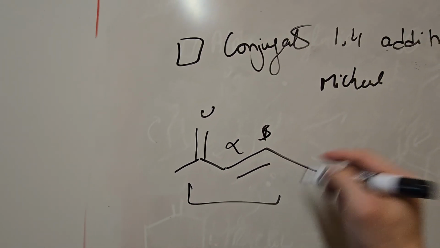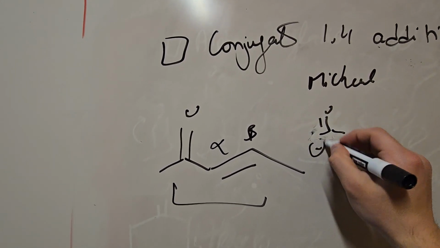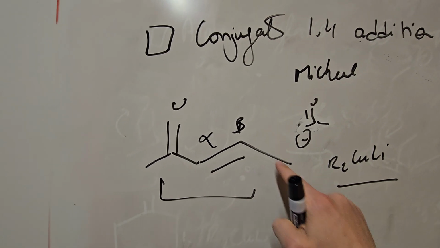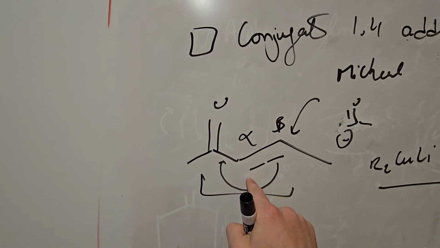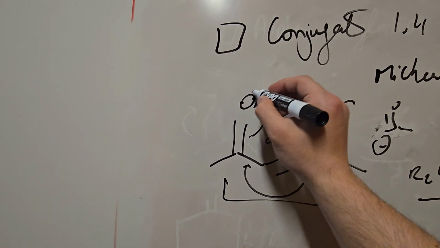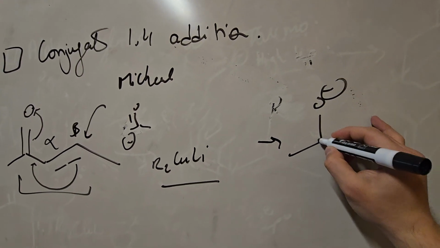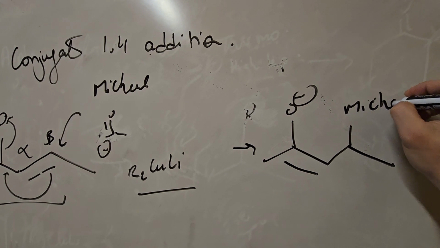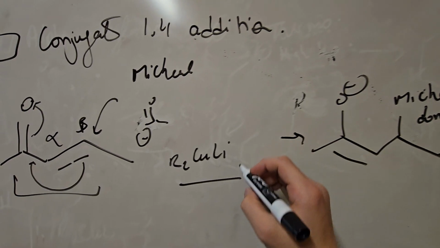we add our Michael donor that could either be enolates or, for example, this R2 copper lithium reagent to the beta position. You shift the pi bond to the carbonyl alpha position, and then you break the pi bond and place it on the O, so that you end up with, so I'm gonna write Michael donor, just like so.